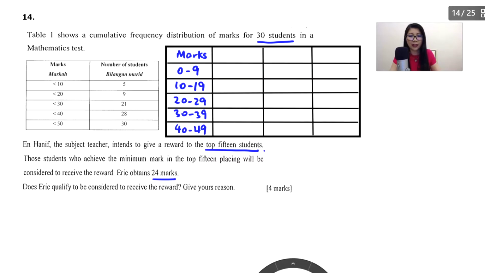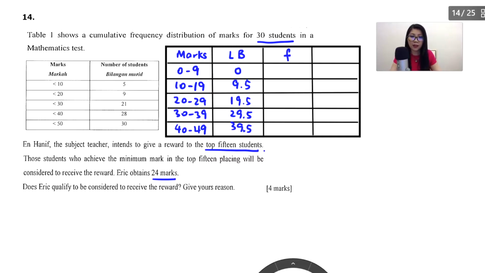Okay, so the next one, I'm going to write down the lower boundary. The lower boundary for the first one is 0. Then the next one is 9 plus 10 divided by 2, which gives 9.5. The next one is 19 plus 20 divided by 2, which gives 19.5. Then 29.5, and then 39.5. Okay, and next I'm going to find the frequency.